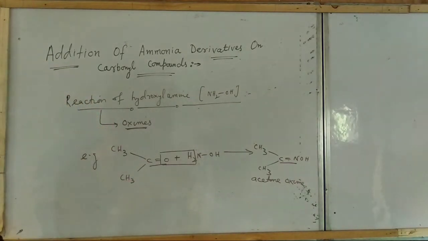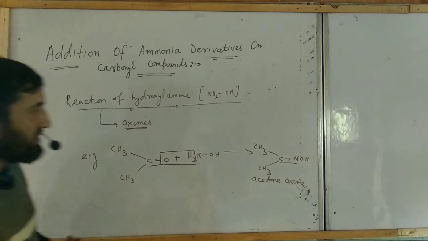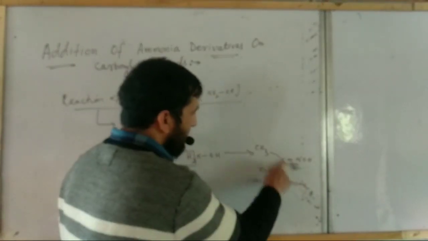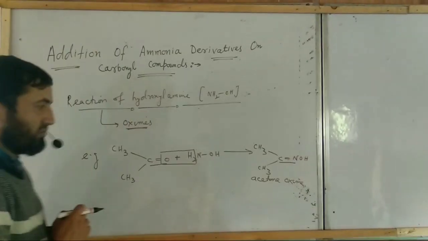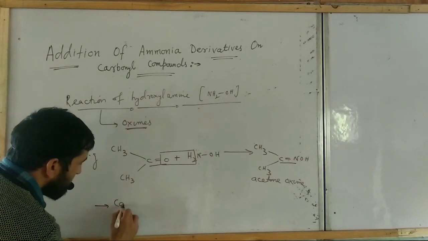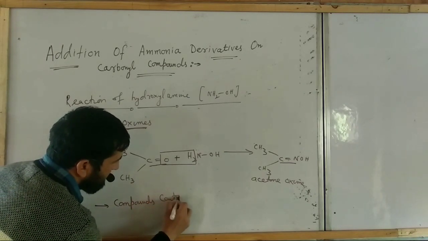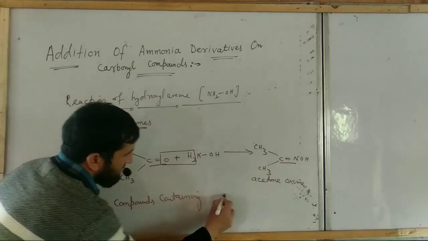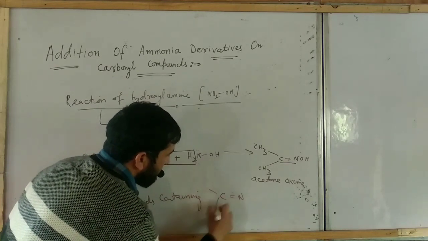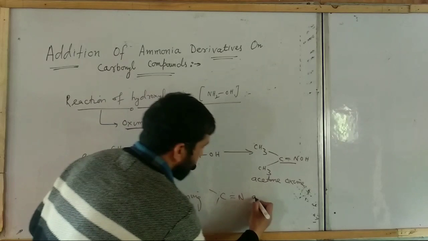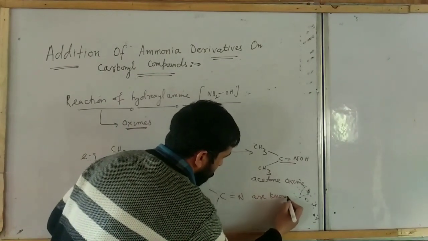Now there is a class of organic compounds which contains carbon nitrogen double bond. इस class of organic compounds को हम amines बोलते हैं. So the compounds containing carbon nitrogen double bond, this group C double bond N group, are known as amines.